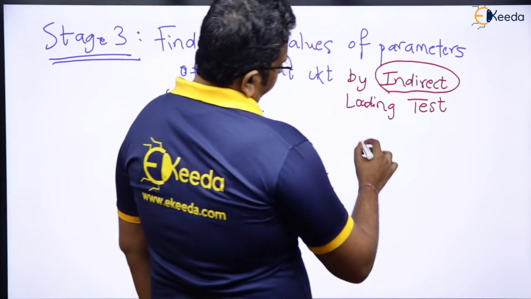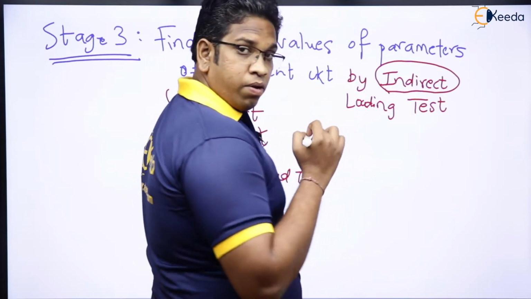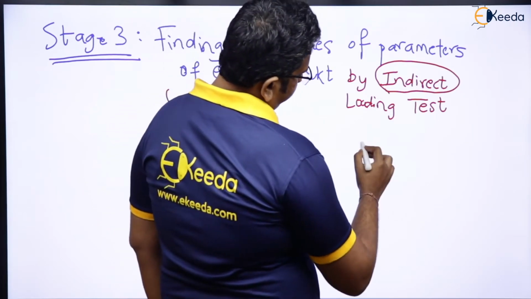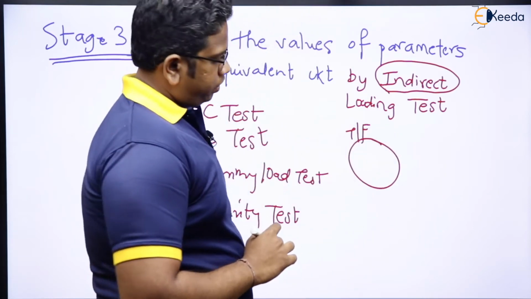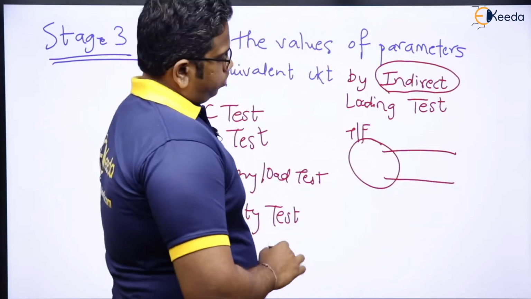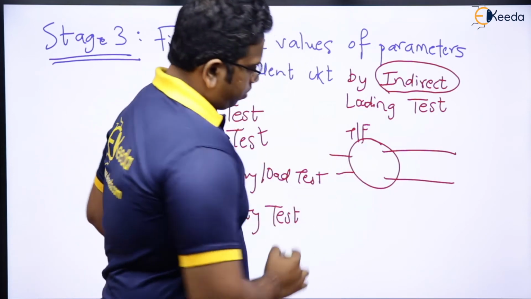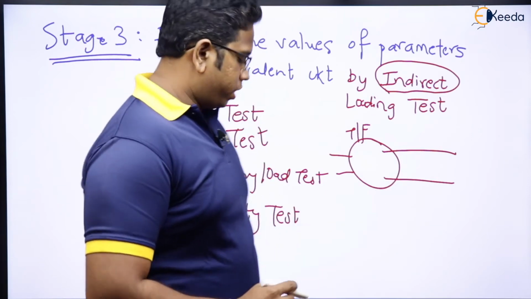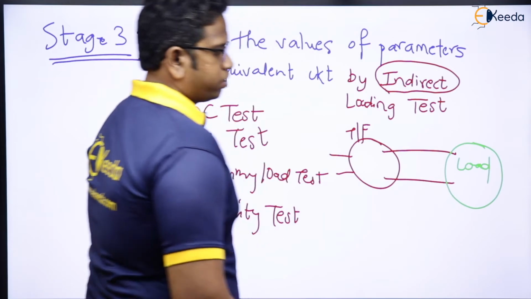See here, when we talk about direct loading, it means that your machine will be directly or physically loaded. For example, you have a transformer, let us say a single phase transformer. You know that this transformer's input will be electrical and its output will also be electrical, right? Now this transformer is loaded like this. This is a physical load.